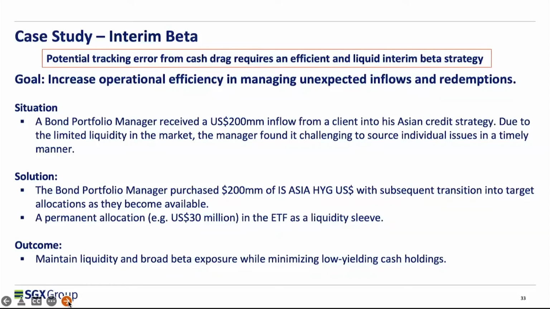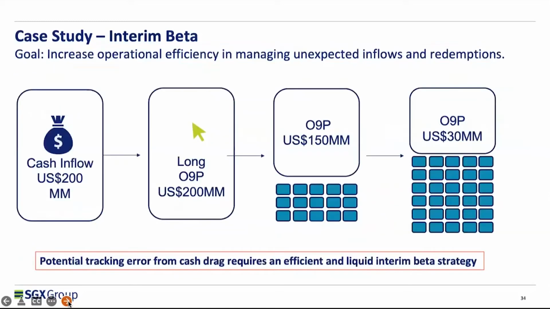Here it's called the iShares Asia High Yield US Dollar ETF. And then you will do what is called a transitional arrangement. Now the whole idea is that eventually you will take your time to buy into individual issues which you have an expertise on. So the next chart will show you how this is done. You receive the money, straight away you buy. All right, you buy into this ticker symbol 09P, which is the Asia High Yield that I just talked about.